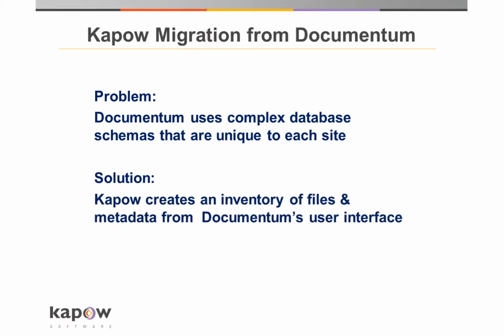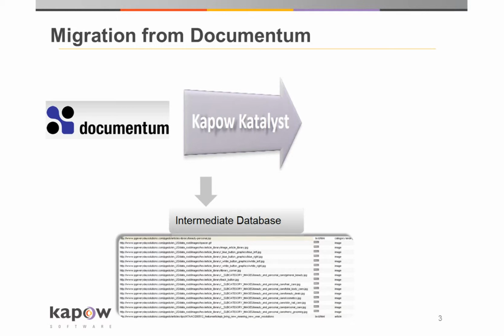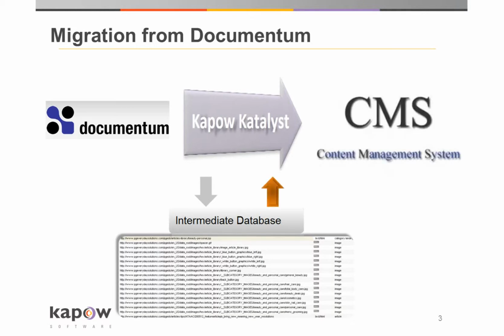The solution with Kapow is going to the web front end. From there, we can extract an inventory of all the folders, subfolders, all the files, and the metadata of those files. So this is an overview of our approach. We're extracting the content from Documentum's UI, and from there, all of the files and metadata can be transformed and organized to match the target CMS data structure. The files and metadata are then loaded to the target system.